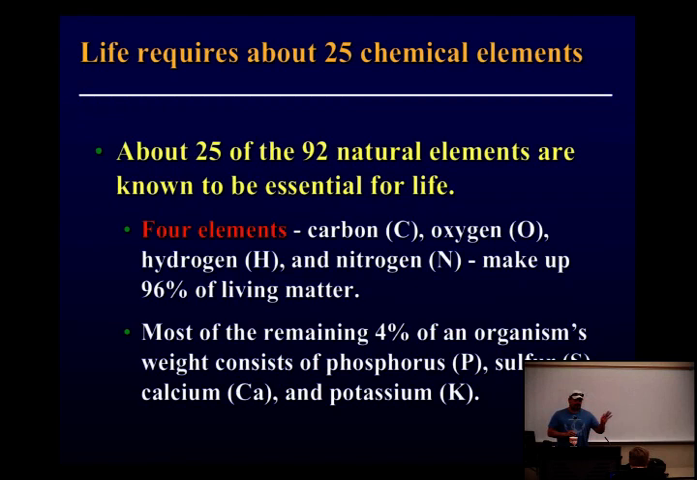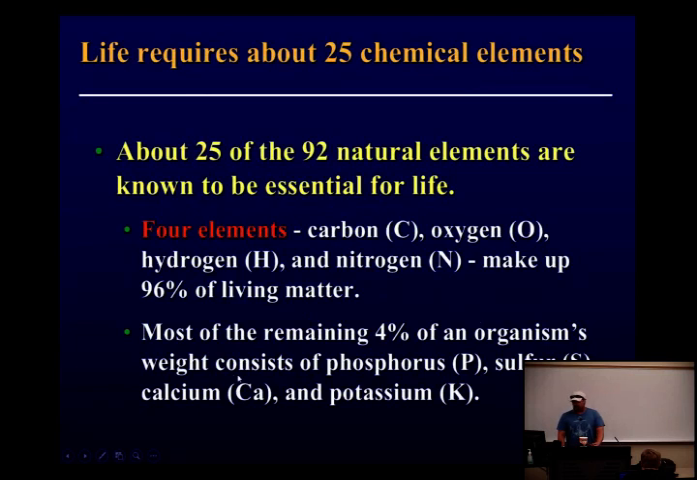So, life requires about 25 chemical elements. Like I told you, there's that purple line on the periodic table. Most of the stuff above that is things that we're gonna talk about because those are the elements that make up most of life and are required for life. The things below that, some of those are trace elements, but for the most part, that's more for a chemistry class. Okay. So the four elements that make up 96% of living things are carbon, oxygen, hydrogen, and nitrogen. Right? And those are up at the top of the periodic table on the right.